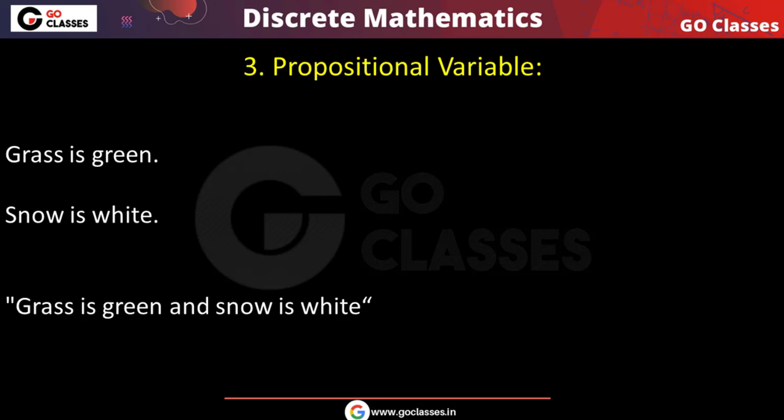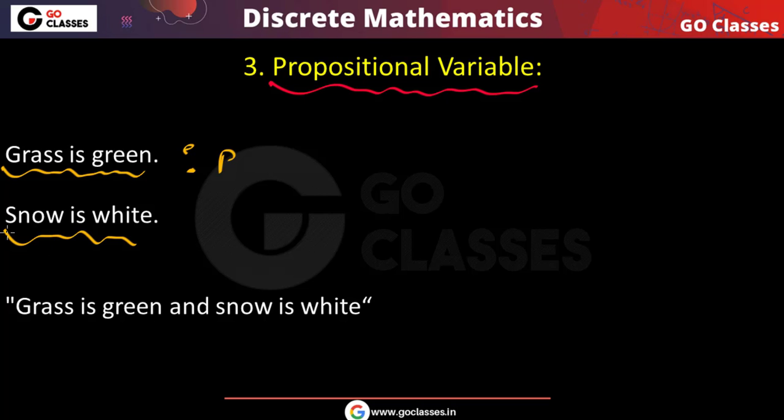Now the next concept we need to study is propositional variable. What is the definition of propositional variable? The definition is very simple. A propositional variable is a variable using which we can represent an atomic proposition. So atomic propositions are represented using propositional variables. For example, this is an atomic proposition, and I can represent this atomic proposition by a propositional variable p.